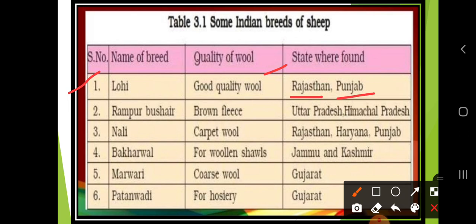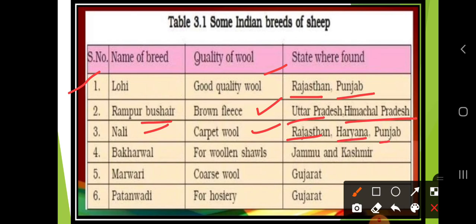And Rampur Bushehr is the name of a breed. Which quality of wool is it? It is a brown fleece, which we get in Uttar Pradesh and Himachal Pradesh. So in the northern areas we get this type of wool. Next is the Nali, that is carpet wool. Such wool is used for making carpets, and we get it in Rajasthan, Haryana and Punjab.